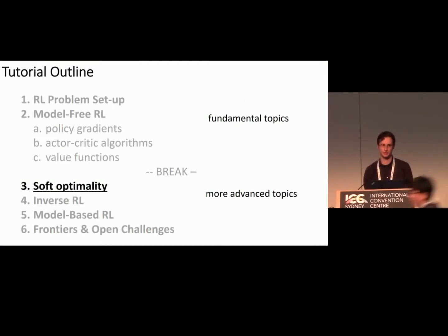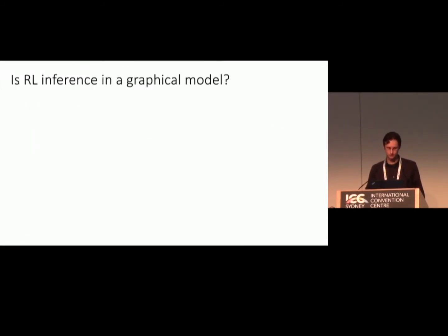Okay, let's continue. So in the second half of this tutorial, we'll talk about some more advanced topics. I'll cover something called soft optimality, which discusses a relationship between reinforcement learning and inference. And then Chelsea will talk about inverse RL, model-based RL, and some frontiers and open challenges. So let's start with the first topic.